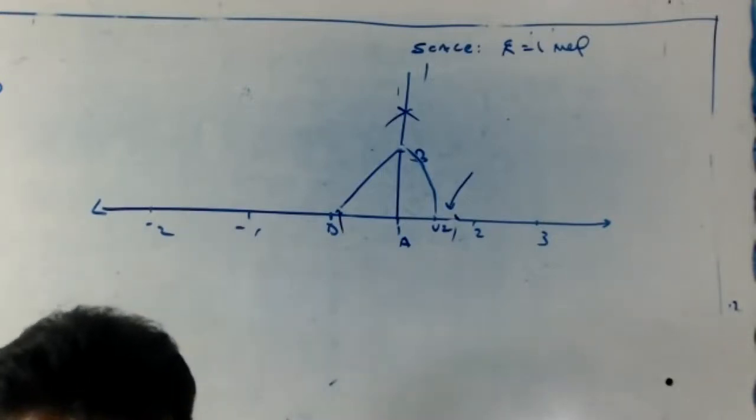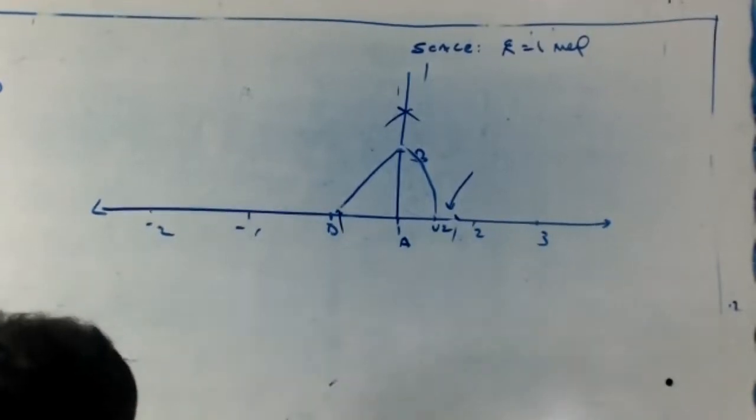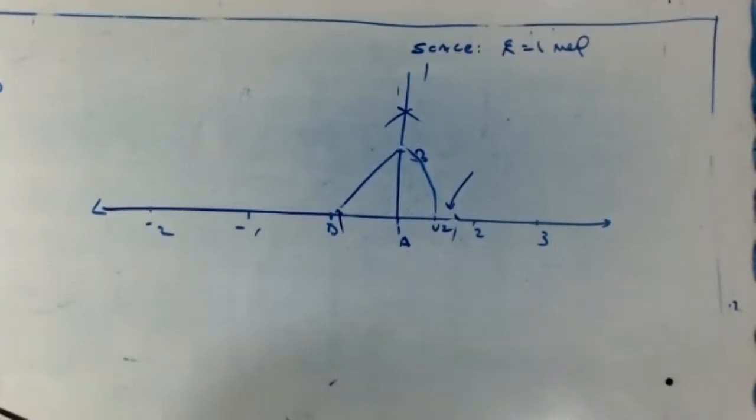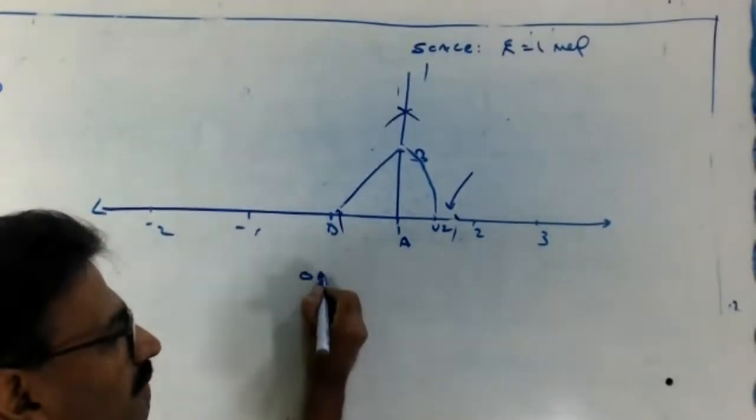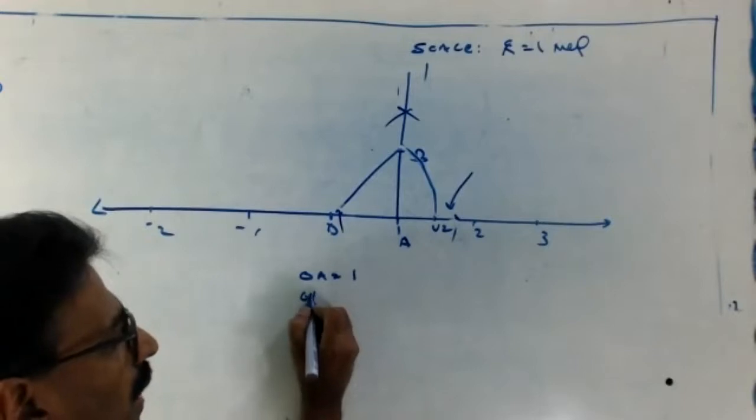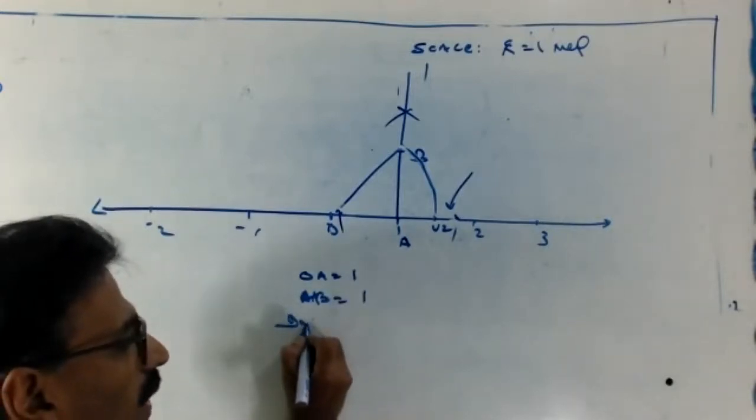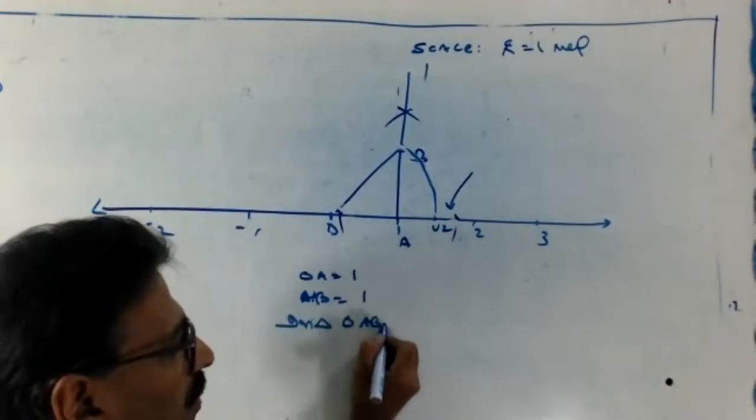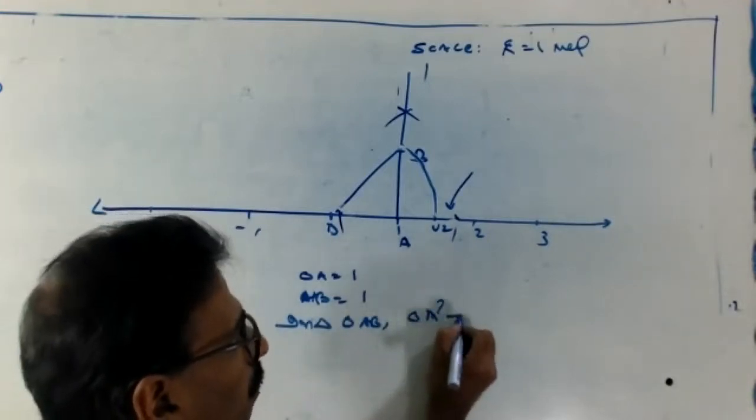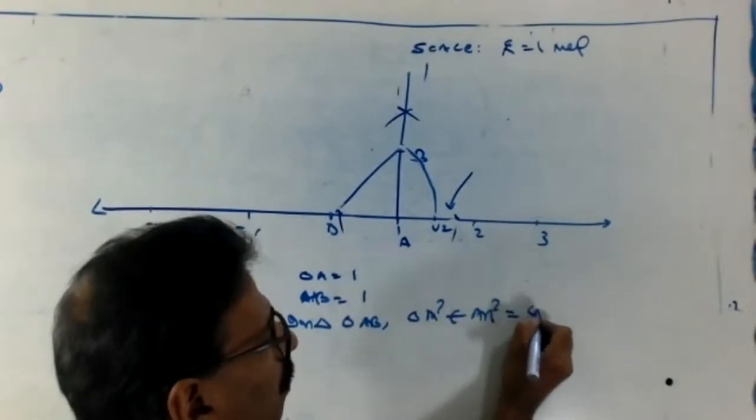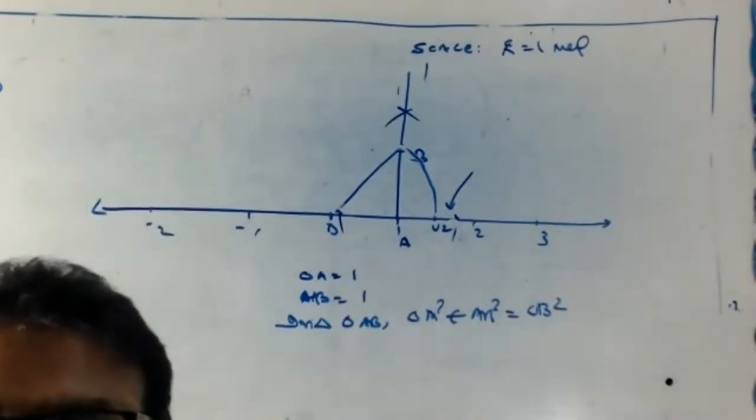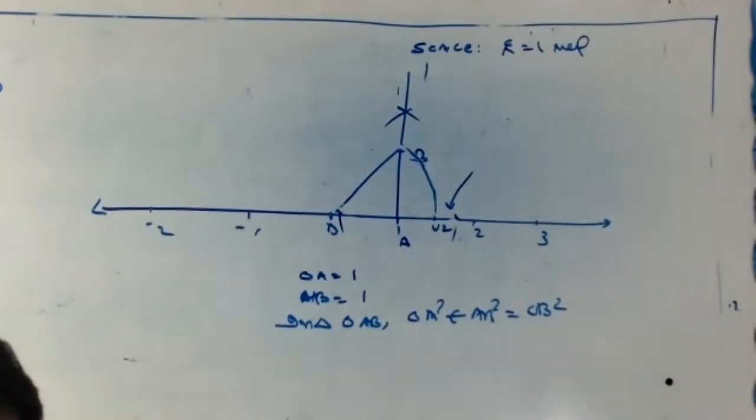Now, what is the proof here? Listen here, I will show the proof. That is the important thing. Look here. OA how much? 1. AB how much? 1. In triangle OAB, OA square plus AB square equals OB square. You studied this in lower class, I think class 6. Which theorem? Pythagoras theorem.